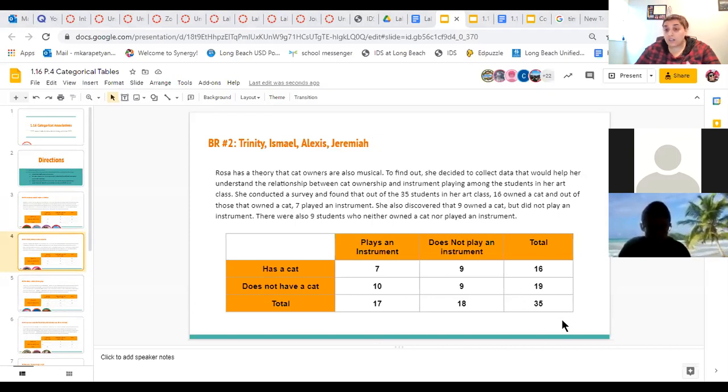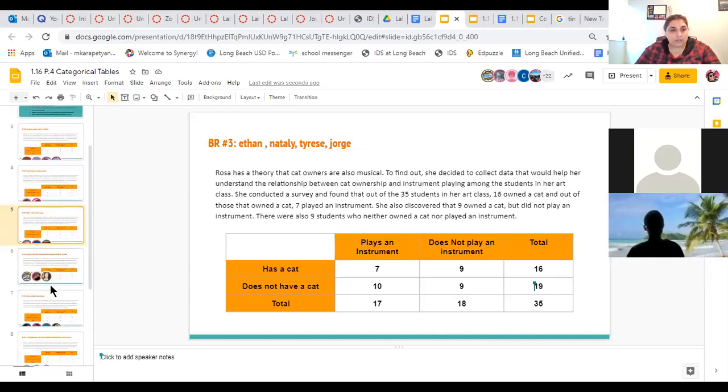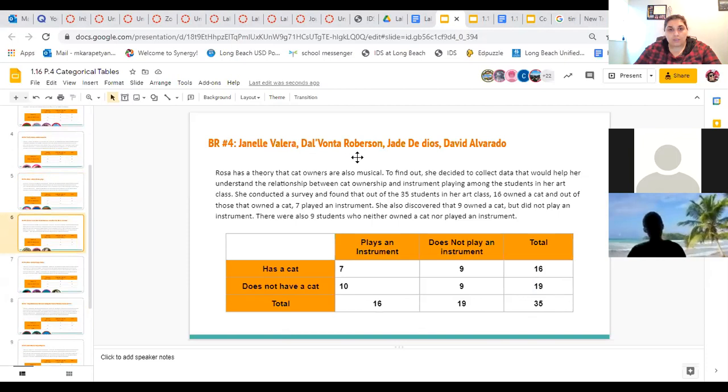A good check for you guys is if you add these totals, they should equal the total number of observations. If you have numbers and you add the totals and they don't equal your total number of observations, like 35, something went wrong, right? Over here, yep, that looks good. Good job, Ethan, Natalie, Tyrese, and George. Let's see, Janelle, Davante, Jade, and David. Yes, good job.